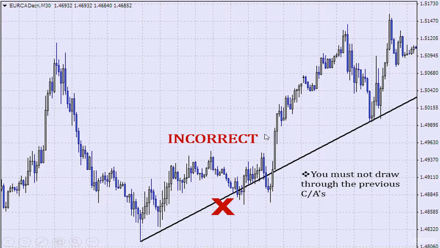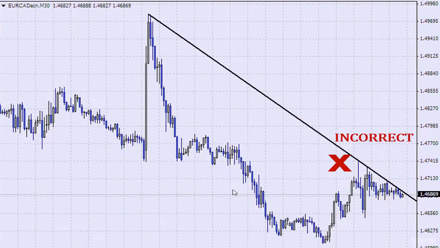So let's recap. We want to connect the A to the C that is connected to the highest high, but we cannot draw through the candles. Now, here is an incorrect way to draw the trend line again. We want to connect the A to the C. In this case, we're looking at a downtrend line, so it's just the opposite of the uptrend line. We want to connect the A to the C that is connected to the lowest low.